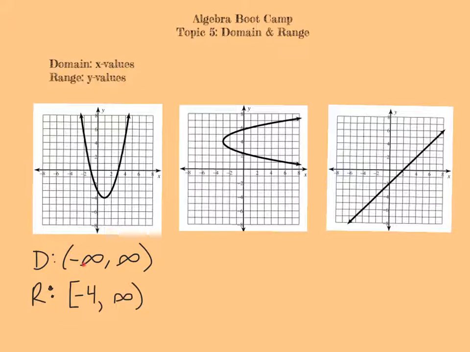Anytime you have negative or positive infinity, you have open parentheses, just because we can't really capture infinity, it's a concept, not a number. But in this case, since we reach -4 here in the y direction, we hit -4 as a value, so we capture it with a bracket.